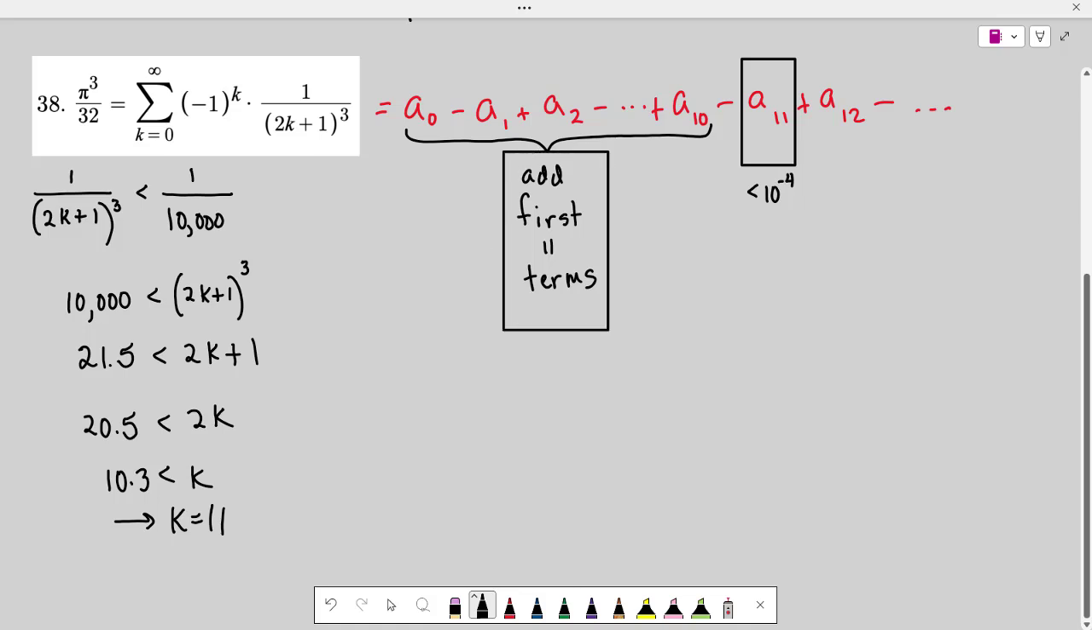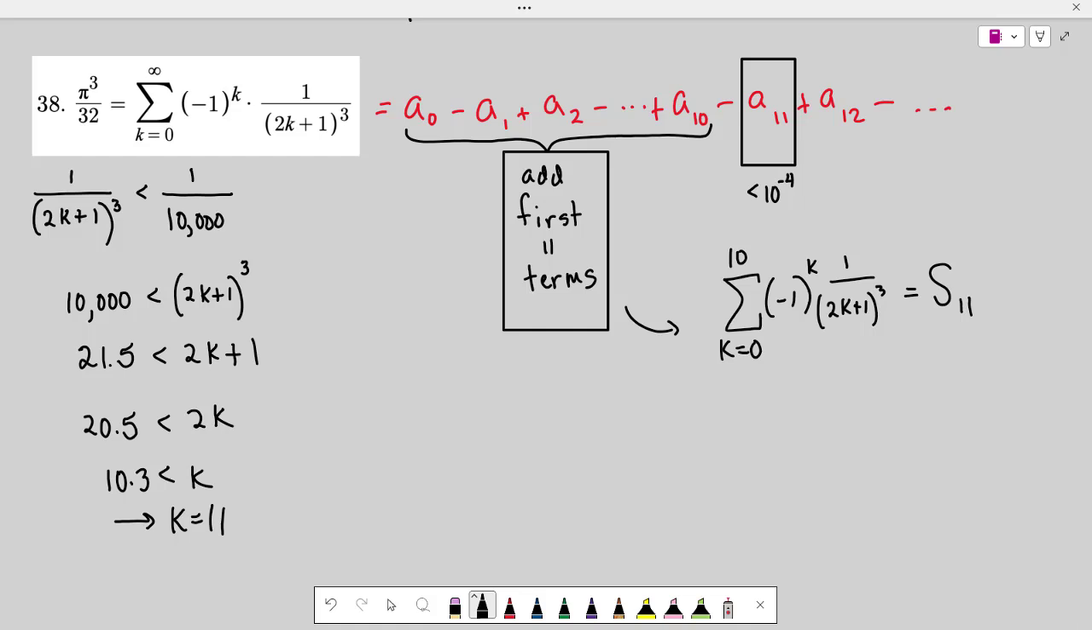If we wanted to write it out in sigma notation, we would be adding from k equals 0 to 10, right? k is 0, k is 1, all the way up to k is 10. So 0 to 10, this. And this would be S sub 11. S sub 11 means the sum of the first 11 terms. It doesn't mean stop when k is 11.